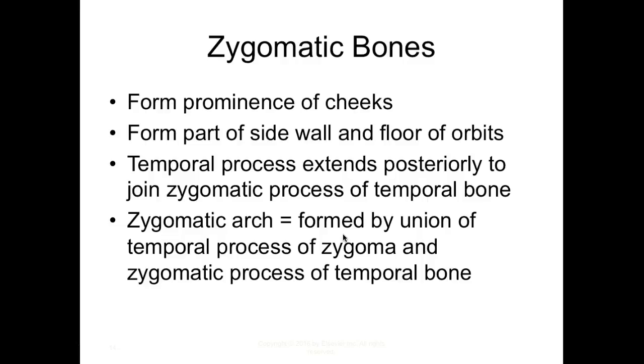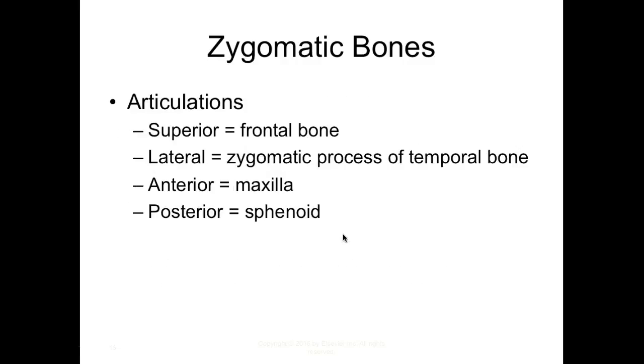So the zygomatic arch is formed by the union of the temporal process of the zygoma and the zygomatic process of the temporal bone. You're going to have to tell me which bone you're talking about when you're talking about anything to do with the zygomatic, okay? So they articulate superiorly with the frontal bone, laterally with the zygomatic process of the temporal bone, anteriorly with the maxilla, and posteriorly with the sphenoid.